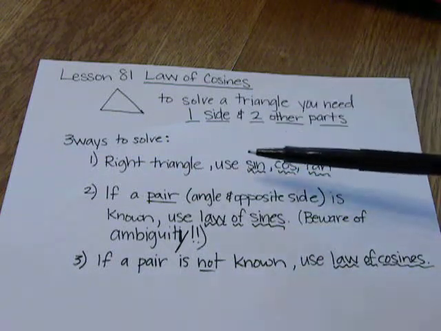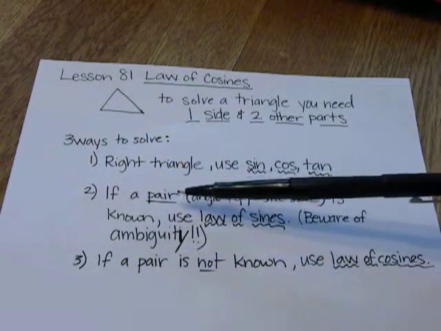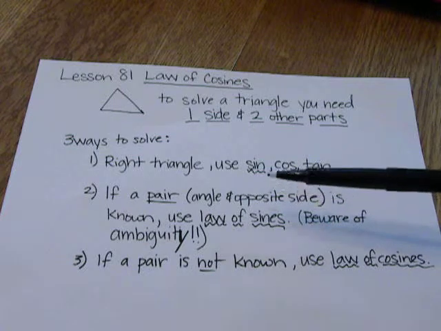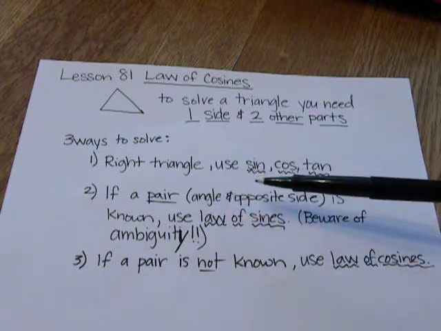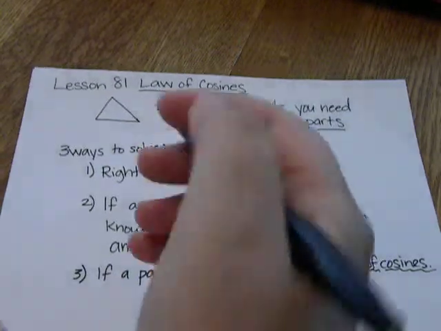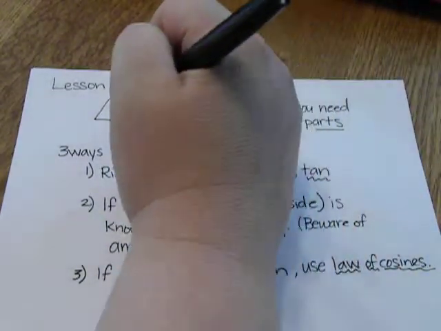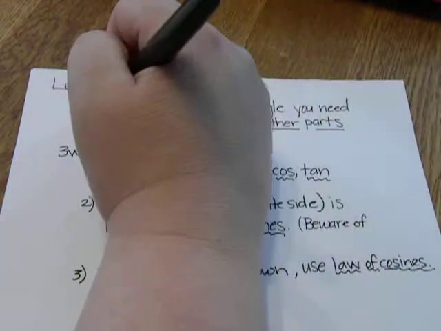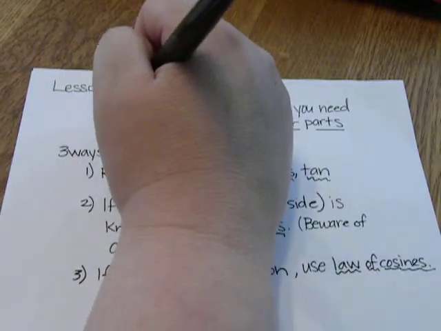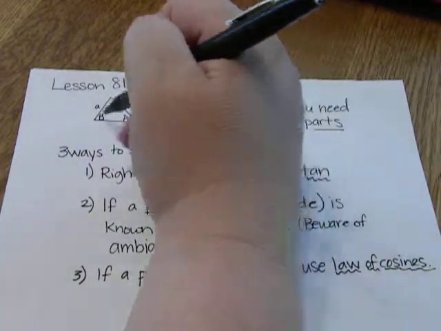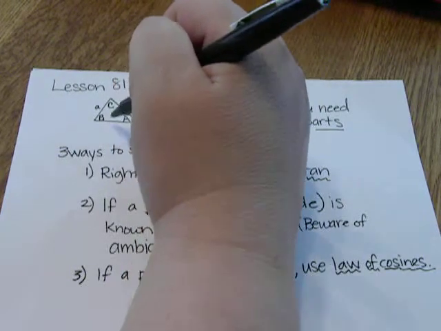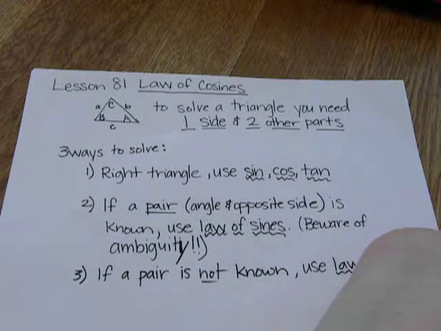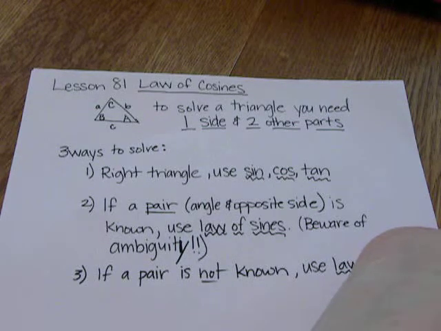If it is not a right triangle, then we go down to these other two. So if a pair is known, then you use the law of sines. So let's review pair. Again, a pair is an angle and its opposite side. So if we come up to this triangle here, a pair would be angle A and side A. That is one pair. Another pair would be angle B and side B. That's another pair. And then the third pair would be angle C and side C. For the law of sines, you only need one pair. You have to have a pair in order to solve it.